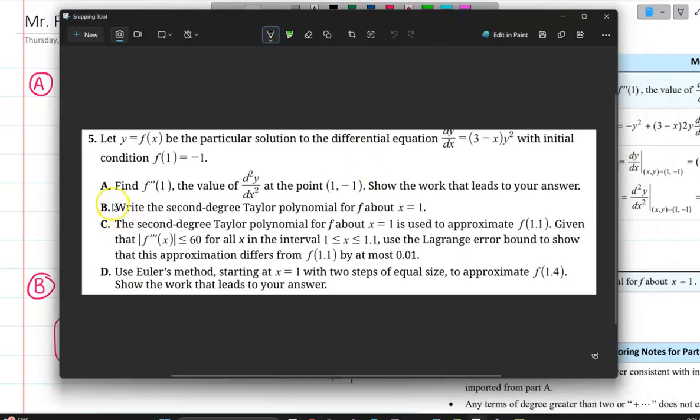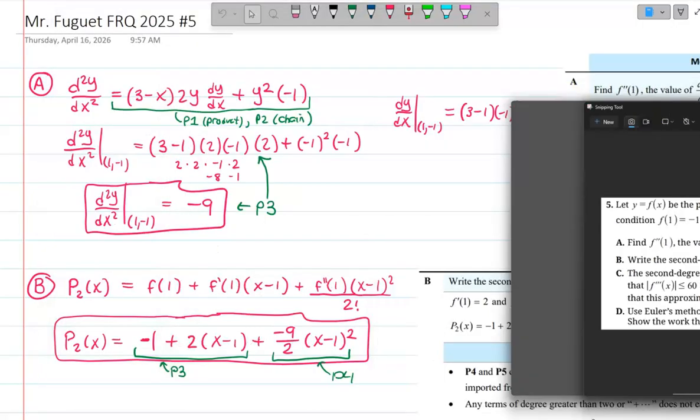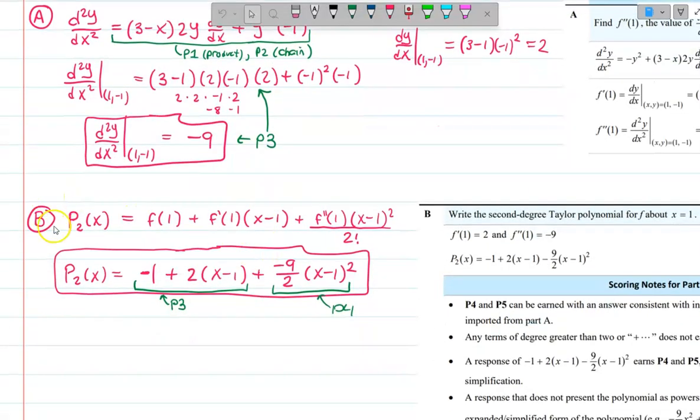Okay, part B. It is time to use the second degree Taylor polynomial of f about x equals 1. So we're centering this at x equals 1. So let's go ahead and build it out. So here is that polynomial. It would be f of 1 plus f prime of 1 times, since it's centered at 1, x minus 1. That right there is essentially the equation of a line. And then you have to apply that second degree as well. So f double prime of 1 times (x minus 1) squared over 2 factorial.